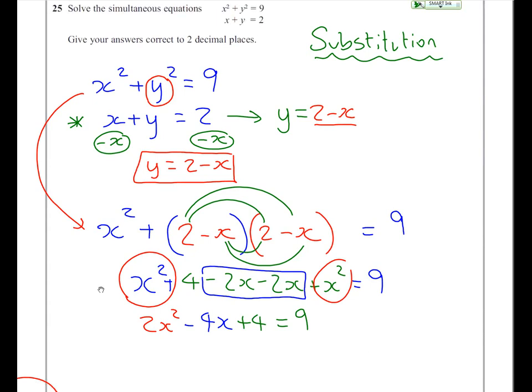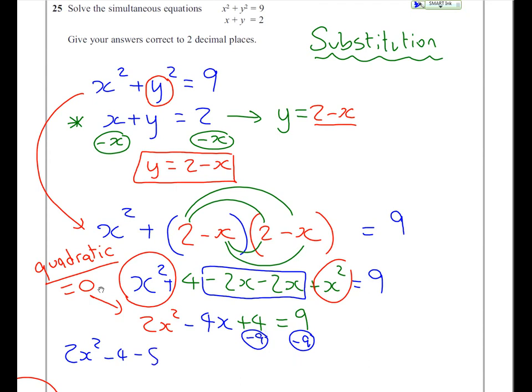What we do now is we think we want to solve this equation. Can you see it looks like a quadratic, but we can only solve quadratics when they're equal to 0. So we want the quadratic equal to 0. That means we take away 9 from both sides of the equation. And we get 2x squared minus 4x minus 5 equals 0.